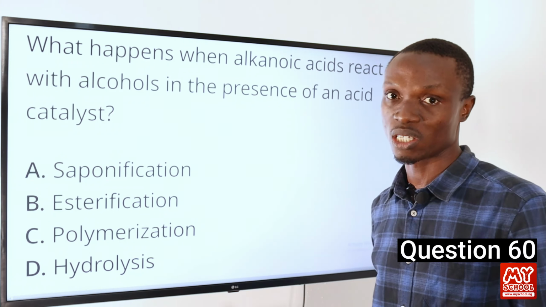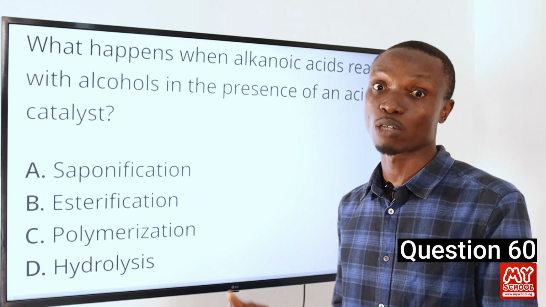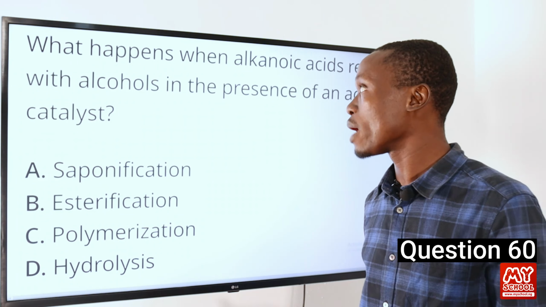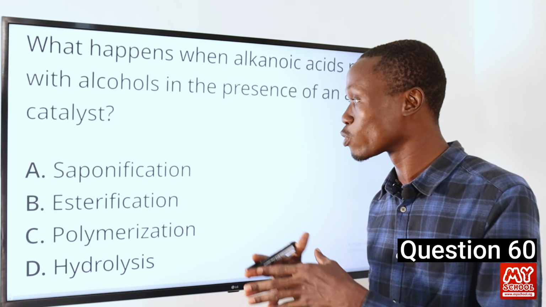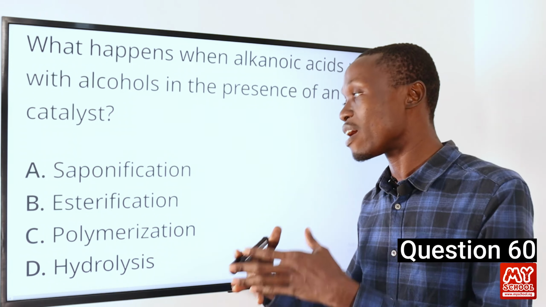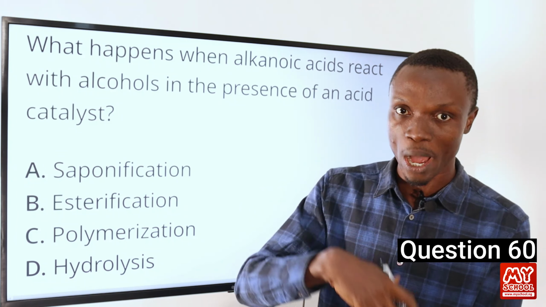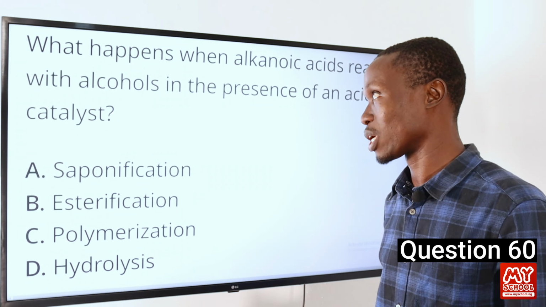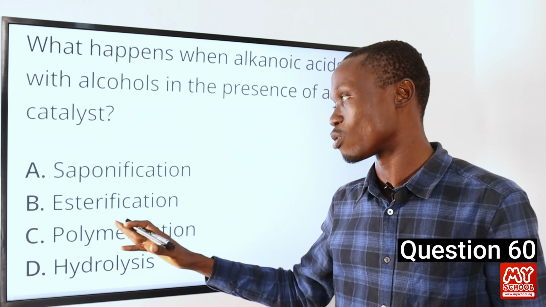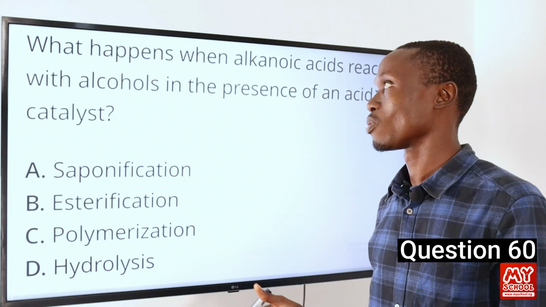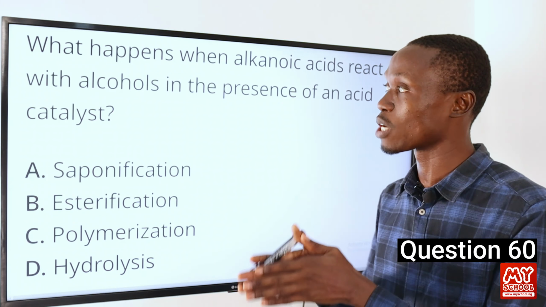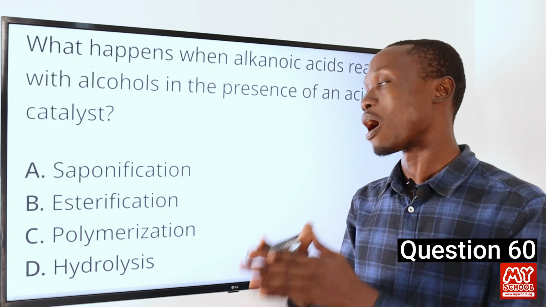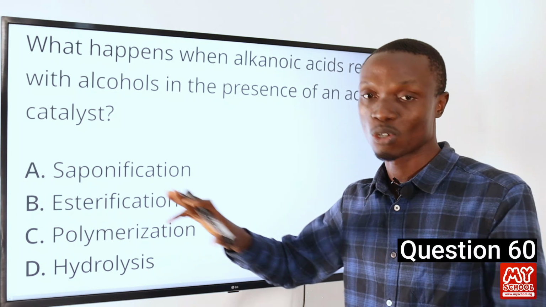While D, we have hydrolysis. Hydrolysis is when a substance reacts with water, which is actually the opposite of esterification. So when alkanoic acid reacts with an alcohol to produce esters and water, then that ester and water can as well still react to return you back to the original reactants, which are your alkanoic acid and alcohol. So the correct option to this question is option B, esterification. Esterification is this type of reaction that occurs between alkanoic acid and alcohol to produce ester and water. So option B is the correct option.